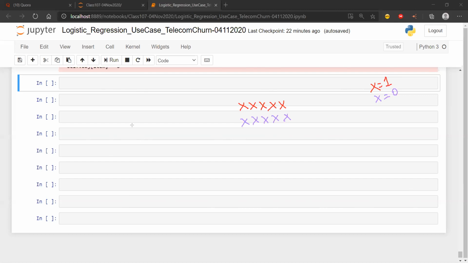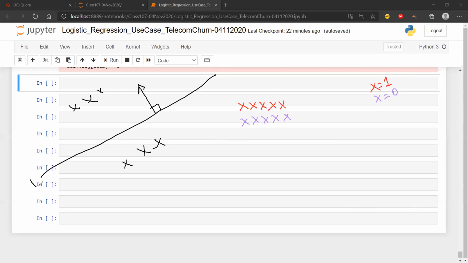And by the way, just to clarify, not to confuse you, if these are the points that I have, let's say these are my positive points and these are my negative points, and if I find a decision boundary which is something like this, I have this W, which is actually the normal on top of this line.